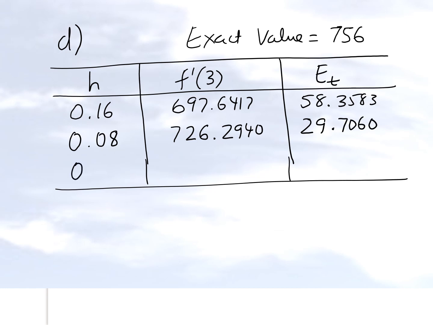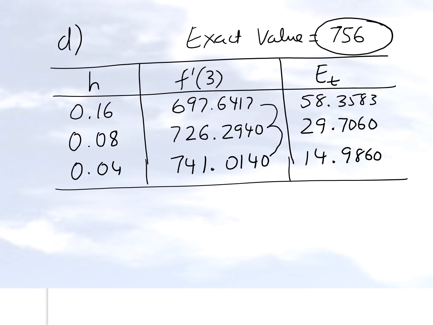And same thing, let's suppose we have the step size again halved to 0.04. We get this as our value of the derivative of the function at 3, and the true error in this case turns out to be as follows. So one of the things you got to see is that as we are decreasing our step size, the approximate value is getting closer and closer to the exact value here. You're also finding out that the true error is decreasing, of course.